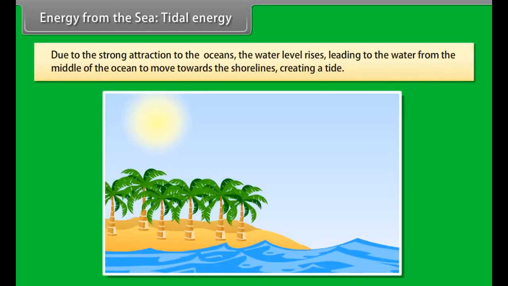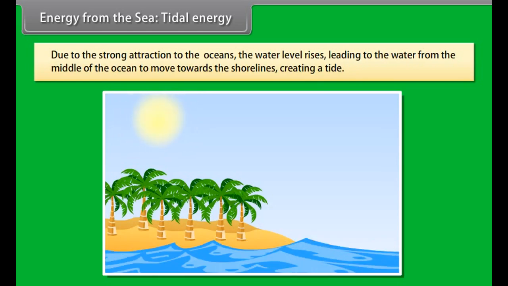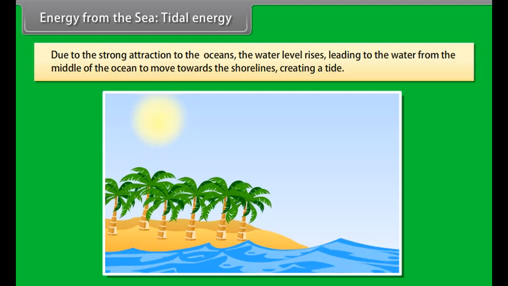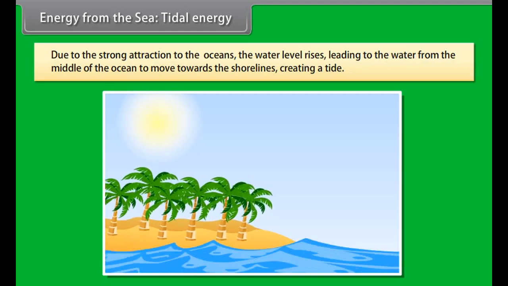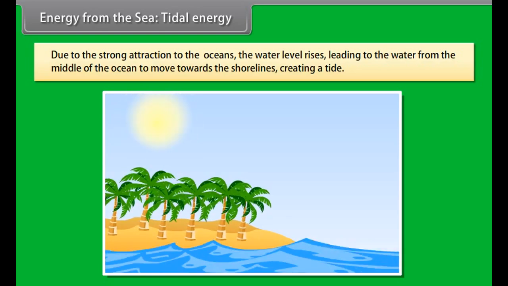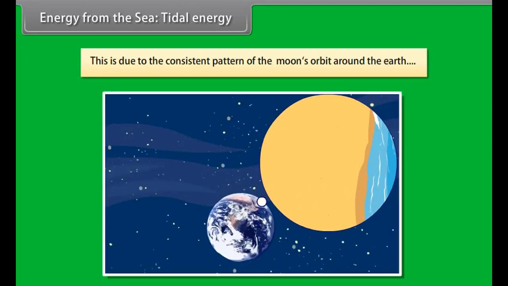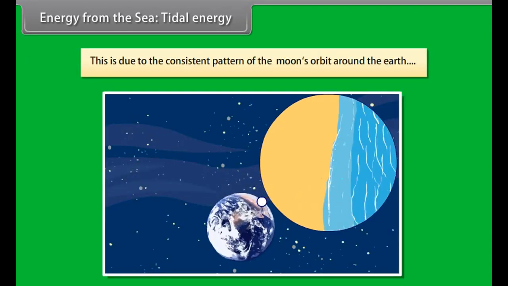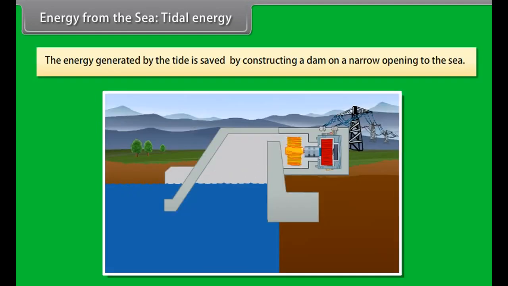Due to the strong attraction to the oceans, the water level rises. This leads to the water from the middle of the ocean to move towards the shorelines, creating a tide. This is an unfailing occurrence due to the consistent pattern of the moon's orbit around the Earth. The energy generated by the tide is saved by constructing a dam on a narrow opening to the sea. A turbine is then fixed at the opening of the dam that converts this tidal energy to electricity.